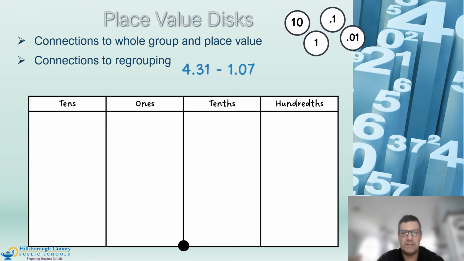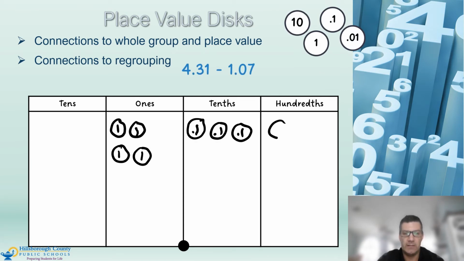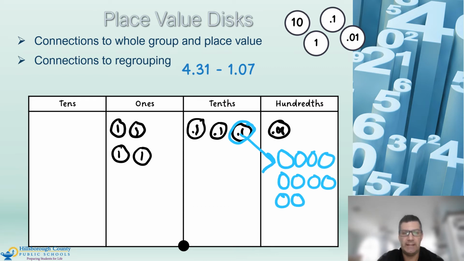Why do we want kids using those place value discs? Because they can then draw pictures with their place value discs as well. So each model is getting a little bit faster of what we can use. This is that same problem we did before. I can trade a tenth for 10 hundredths.